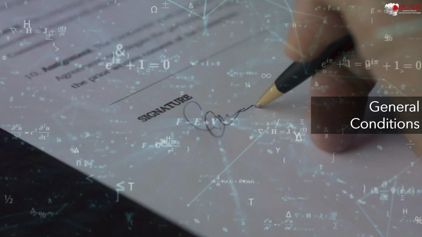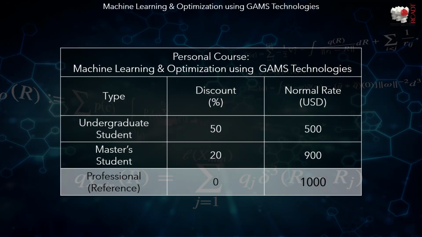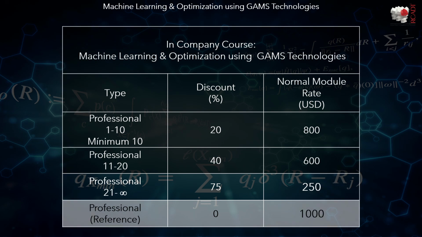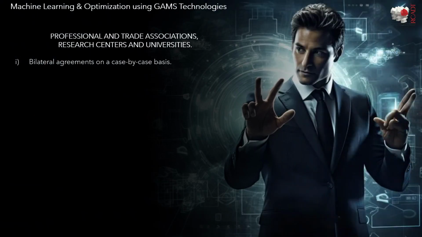General conditions. The price of each module is $1,000 US American dollars. Student discounts are offered as follows: 50% to undergraduate students, and 20% to master's students. The course may be taught under the in-company modality. In this case, prices vary depending on the number of students. Companies, public bodies, universities and research centers are considered. In the case of professional and trade associations, research centers and universities, HI proposes bilateral agreements analyzing each specific case.